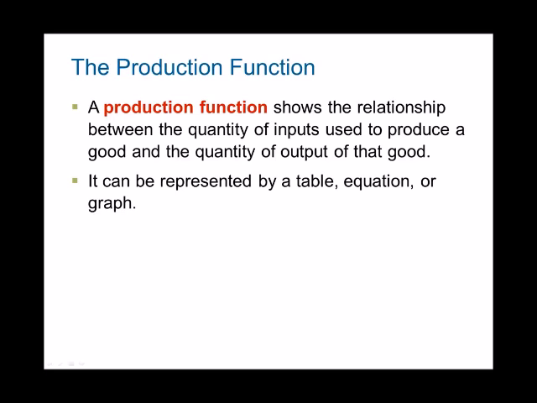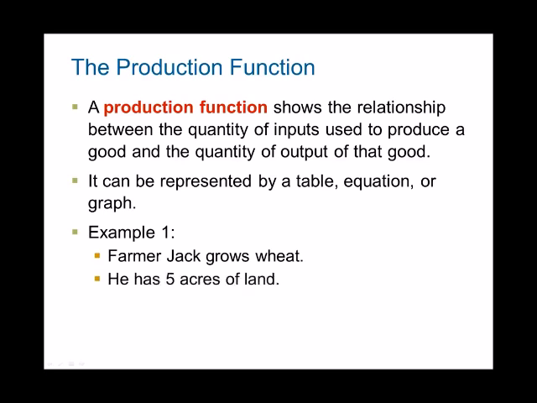For example, let's say we have a farmer. His name is Farmer Jack, and he's growing wheat. Farmer Jack owns 5 acres of land, and he can hire as many workers as he wants. So these are the things that we know about Farmer Jack. Now, if we want to know how many workers he needs to produce how much output, then we are using the production function.